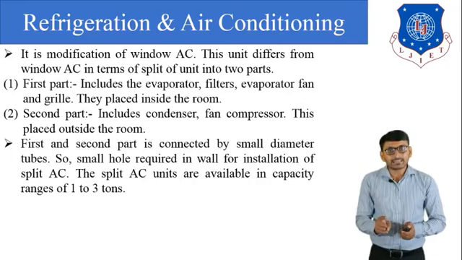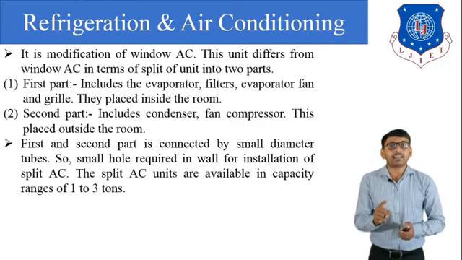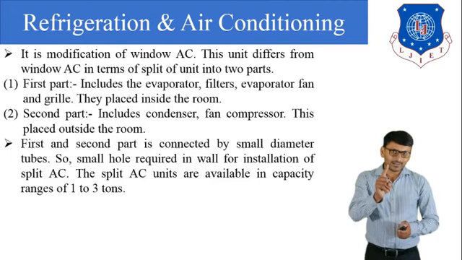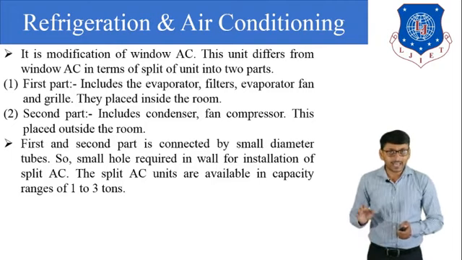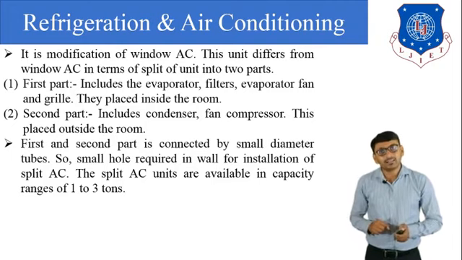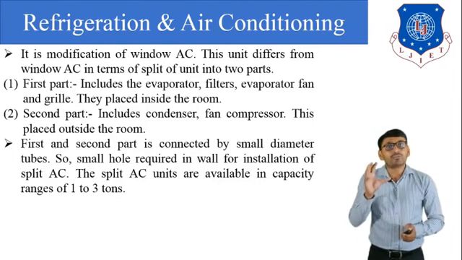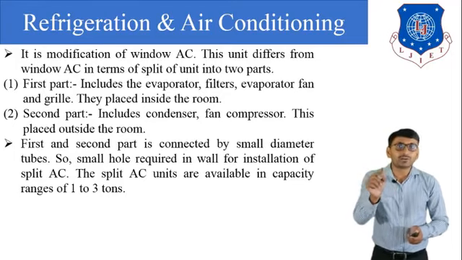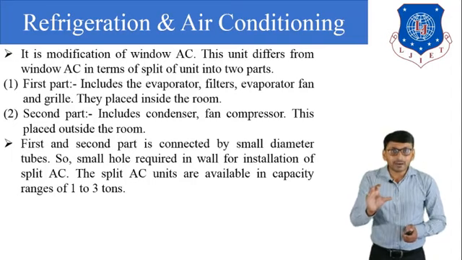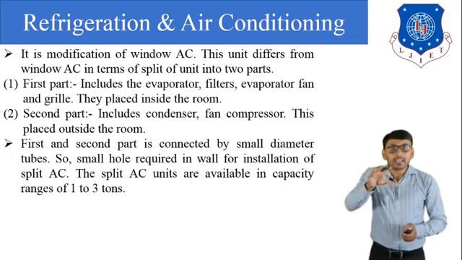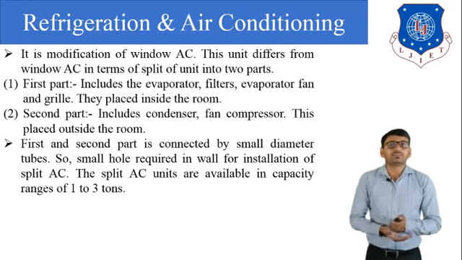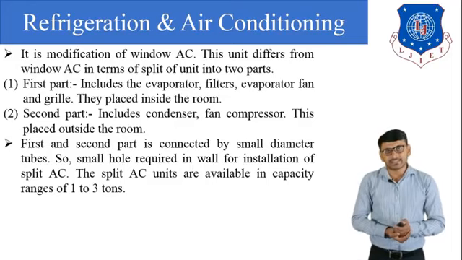Split AC units are available in a capacity range of 1 to 3 ton. What is a ton of refrigeration? That I explained in the previous lecture. It is the capacity of a refrigeration unit. 1 TR is equal to 3.5 kilojoule per second. It means this amount of heat it absorbs from a particular area in 1 second. So this is about the ton of refrigeration.